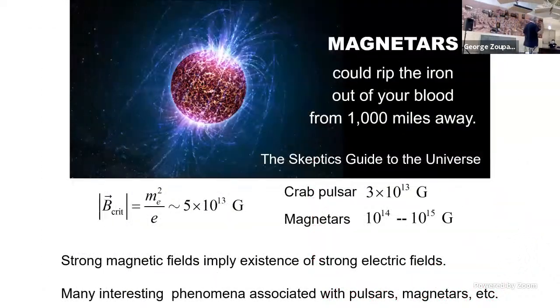Sorry? As far as I know, the Schwinger effect is only electric, but if you have large, fluctuating magnetic fields, you're going to have fluctuating electric fields also. Okay, so that's the point.